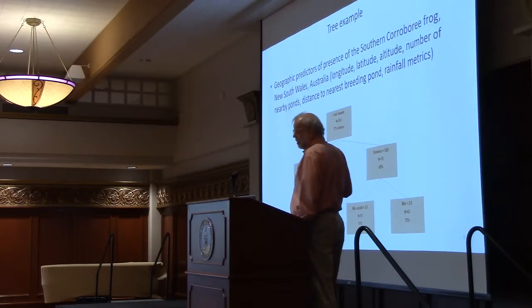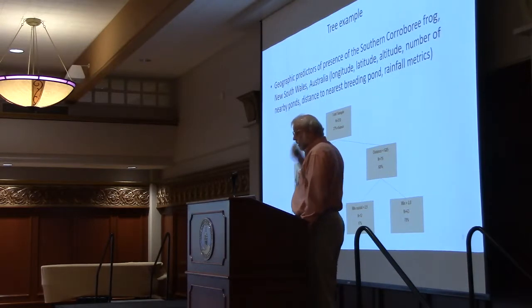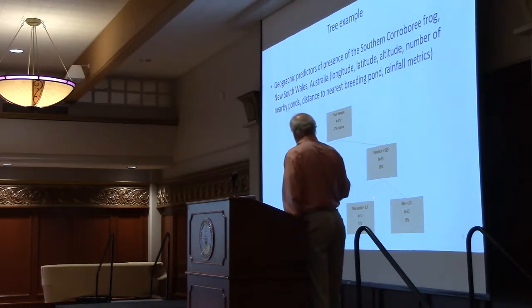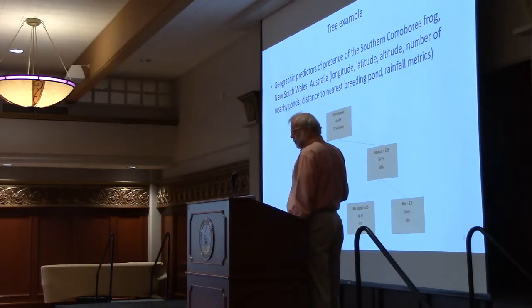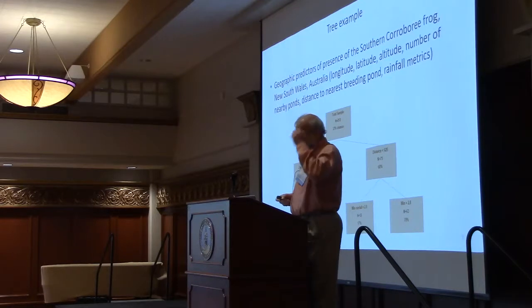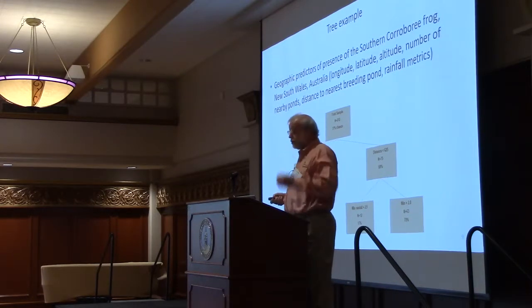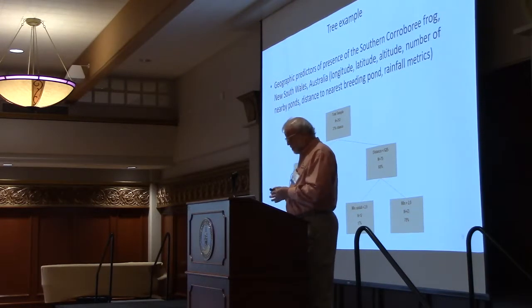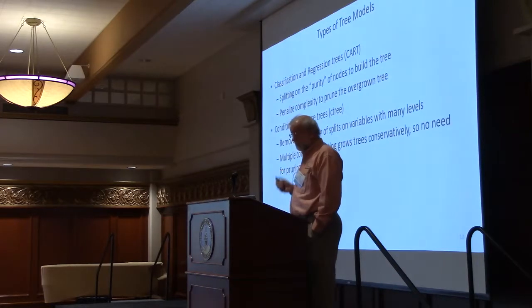And then the second most important predictor was the amount of rainfall. So if it was a relatively dry area, relatively few frogs. If it was a relatively wet area, relatively more frogs. Okay, so that's how a decision tree analysis works on some silly frog data.